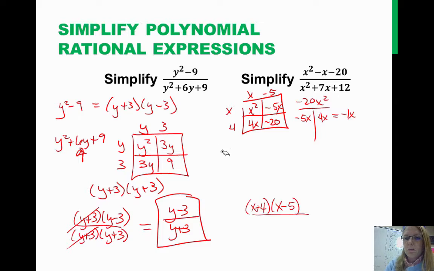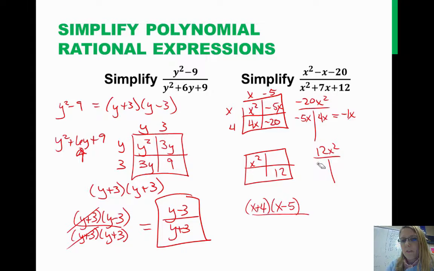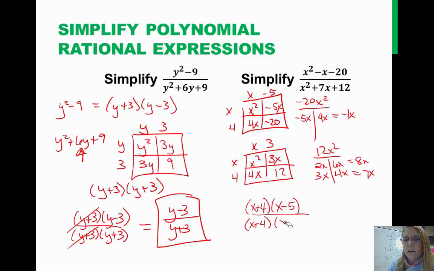Now let's do the second one, the bottom, the denominator. I have x squared and 12. So this makes 12x squared. So now let's factor this out. We can have a 2 and a 6, and that adds up to be 8x, and we want a 7x, so that doesn't work. 3 and 4, however, work. So let's put those in here, 3x, 4x. I have an x and a 4, an x and a 3. So my factored forms on the bottom are x plus 4 and x plus 3. And now I can cancel these two. So my final simplified form of this is x minus 5 over x plus 3.